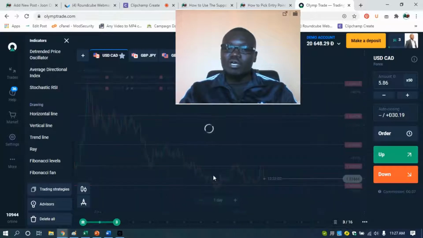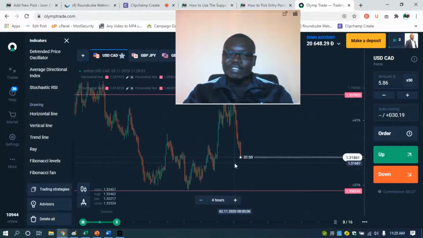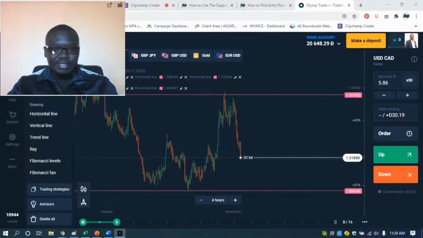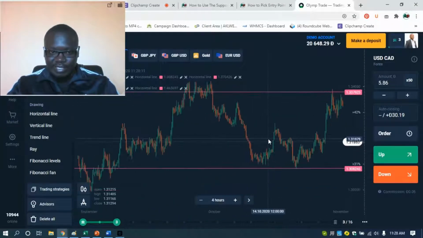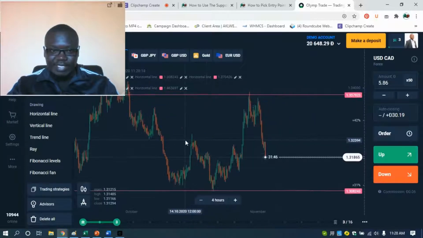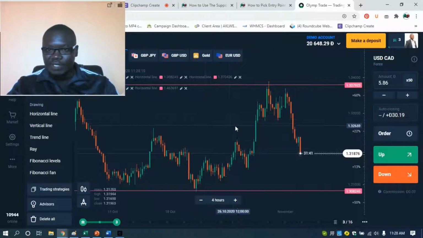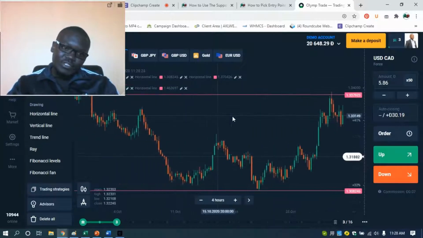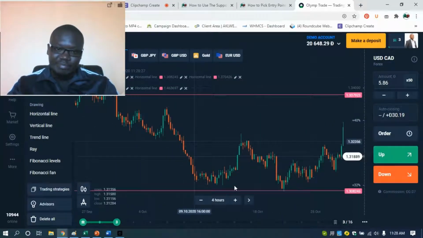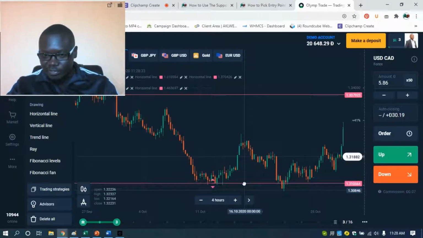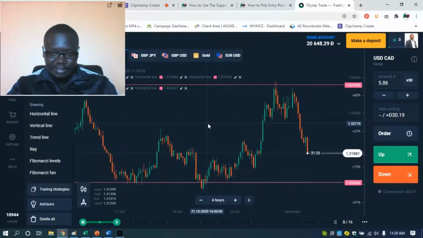We can narrow down to 4 hours, which is basically almost the same as for the whole day. So again, if we go to 4 hours, you'll notice that our chart has spread in such a way that you now see prices fairly better than when we are doing it on the 1 day chart. The same concept still applies here.